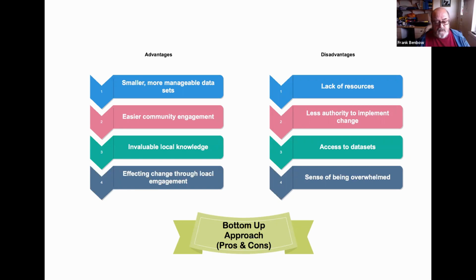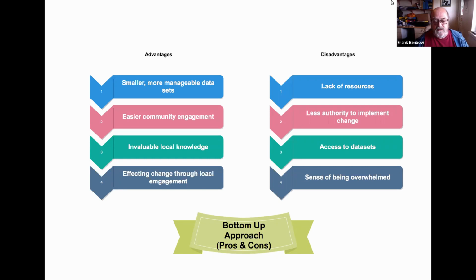And I'd say behavioural change is going to be key to some of this, but we have to get communities on board. The disadvantages of a bottom-up approach are lack of resources. The smaller councils don't have the time, the money, or necessarily the expertise to deal with it. We have less authority as a local parish council to implement change. So we've got to influence that change at the higher levels.